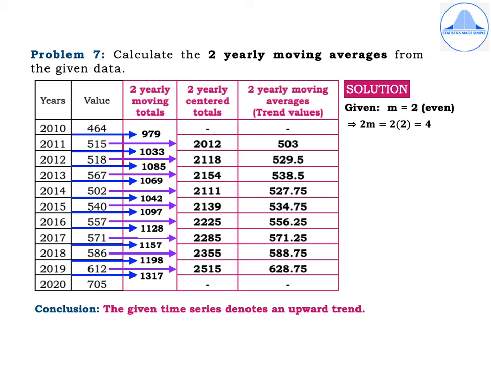and the other trend values are 538.5, 527.75, 534.75, 556.25, 571.25, 588.75, 628.75. Now observe the values in the last column, and you will see that all the trend values are increasing, and write the conclusion. The given time series denotes an upward trend.